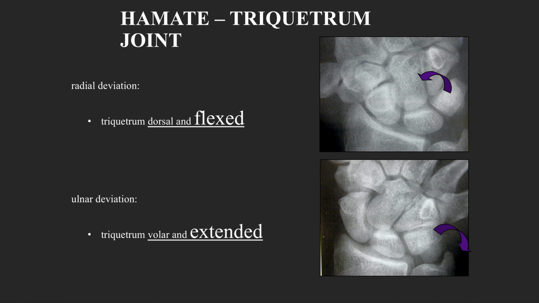So here is a demonstration of the triquetral hamate joint with radial deviation, the triquetrum going into a flexed position, and with ulnar deviation into a more extended position.